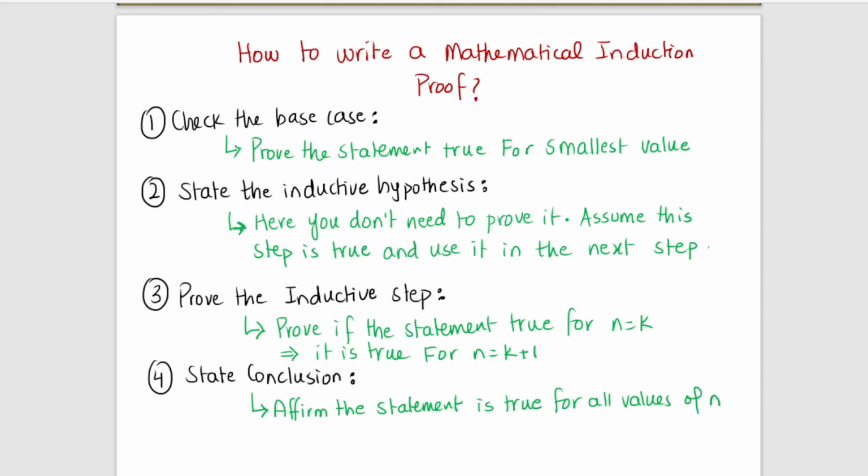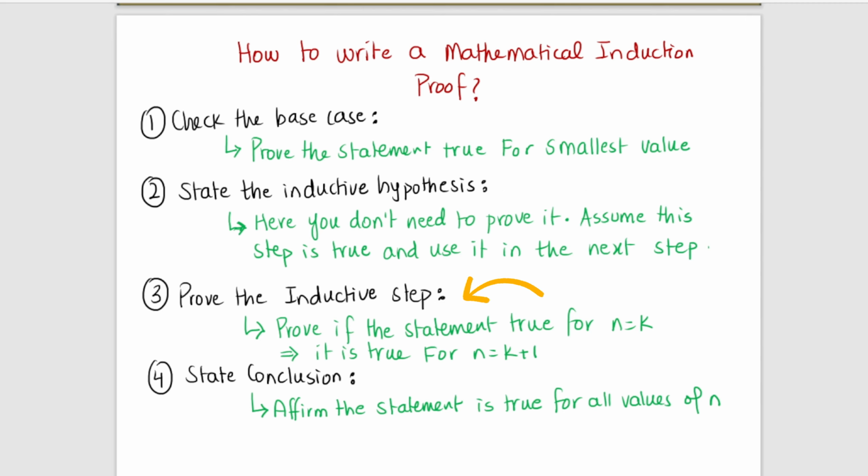Usually in proof by induction, we have 4 steps. The first step is we need to verify the base case. So we need to prove that the statement is true for the smallest value in the interval. Second step, we need to state the inductive hypothesis. Here, you don't need to prove it. You assume this step is true and use it to prove the next step.